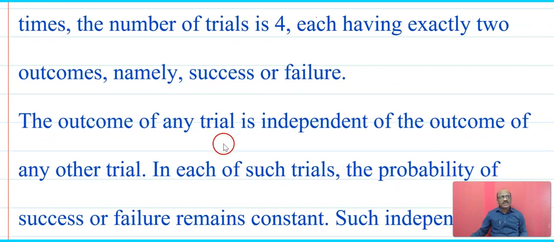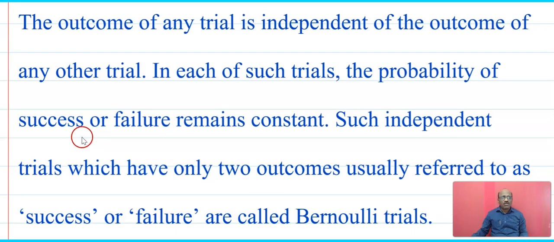The outcome of any trial is independent of the outcome of any other trial. Every trial is independent. In each of such trials, the probability of success or failure remains constant. आधीचा इव्हेंट आणि नंतरचा होणारा इव्हेंट प्रत्येक ट्रायल ही कशी असणार आहे तर इंडिपेंडंट असणार आहे. And that's why in each of such trials, the probability of success and failure remains constant.